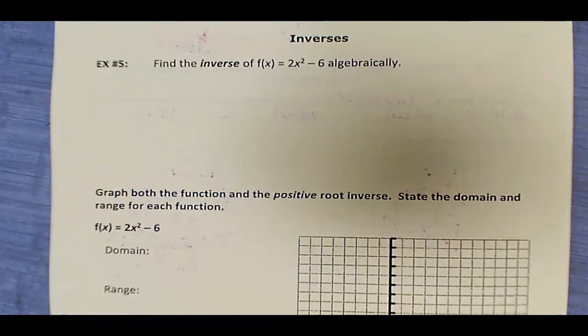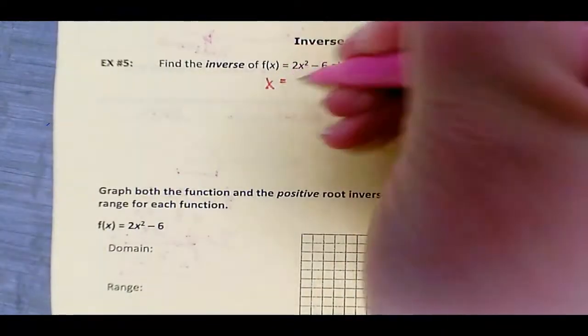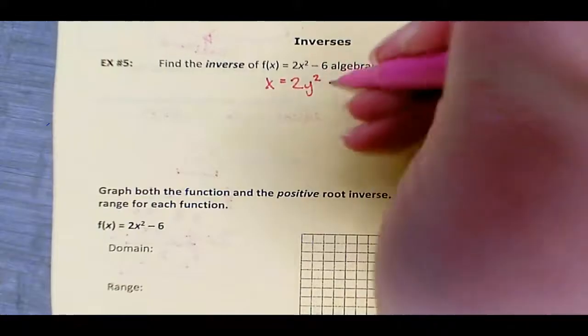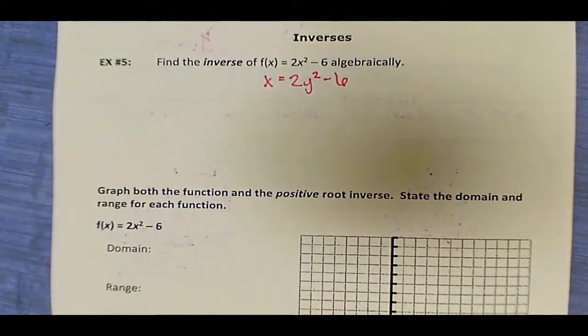Example set 5 says find the inverse of f of x equals 2x squared minus 6, and it says do it algebraically, which means that I don't need to graph and reflect over the line y equals x. I need to switch x and y and solve for my new y. So this is going to become x equals 2y squared minus 6. I'm going to peel away the outer layers first, so I'm going to move the -6, and then I'm going to move the 2, and then I'm going to unsquare.